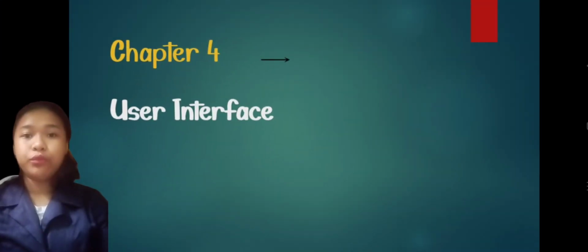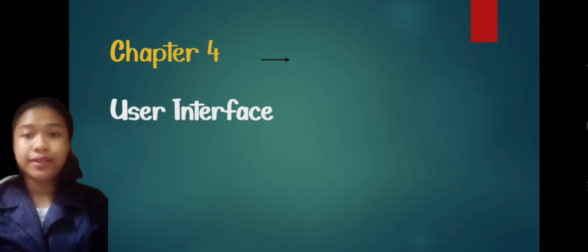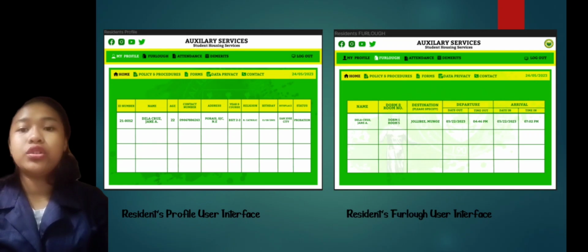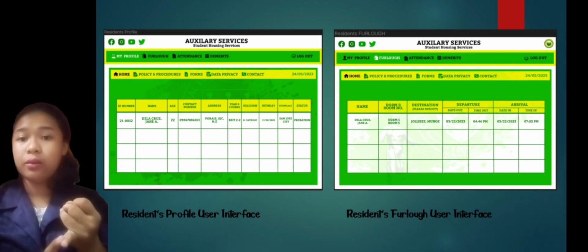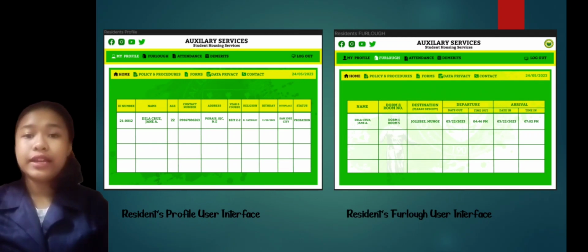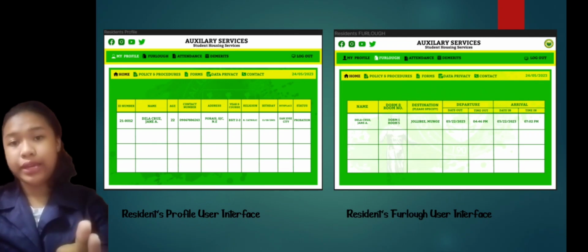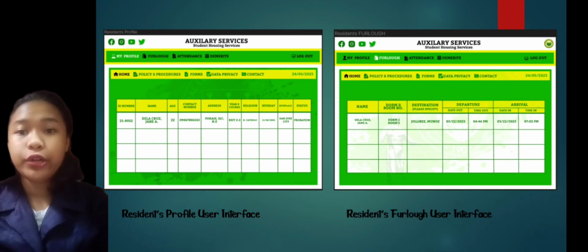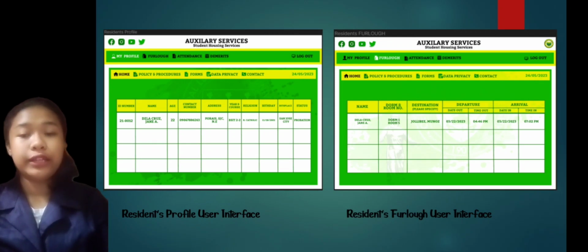In our proposed system user interface, we have several components that cater to different functionalities and information related to the residents and administrators. Let's go through each component. Number 1. Resident's profile. This section displays essential details about the resident, including their ID number, name, age, contact number, address, year and section, religion, birthday, birthplace, and status. It provides a comprehensive overview of the resident's personal information.